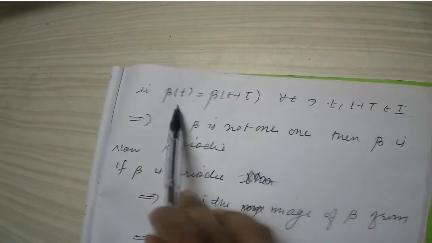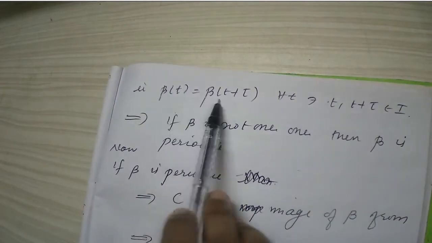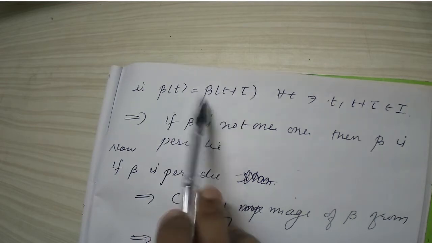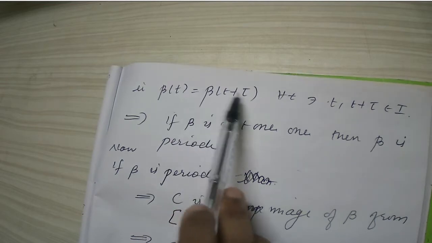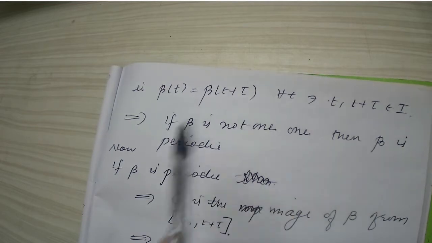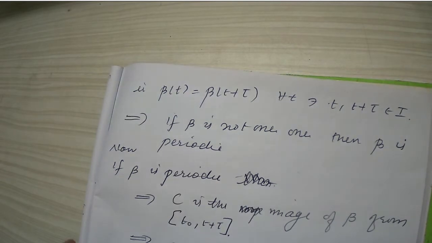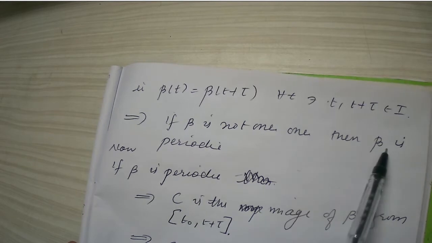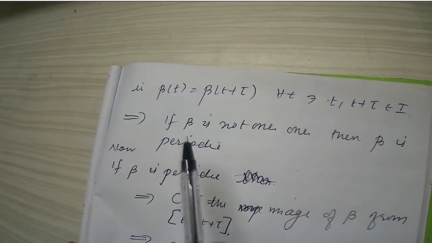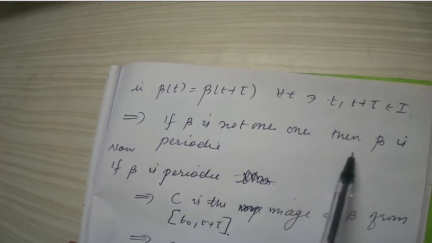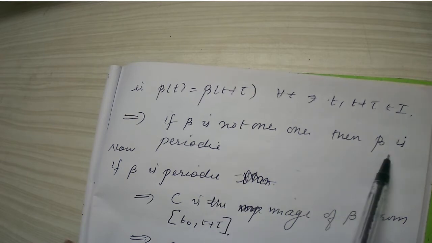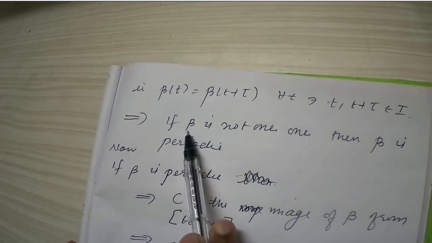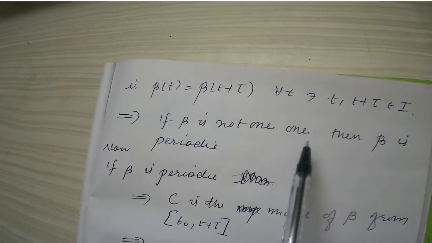That means beta is periodic, meaning after some tau interval it is repeating again and again. That means if beta is not 1-1, beta is periodic. So that is the first result we have proved. On the opposite, you can say that if beta is not periodic, then beta will be 1-1. That is the contrapositive statement.